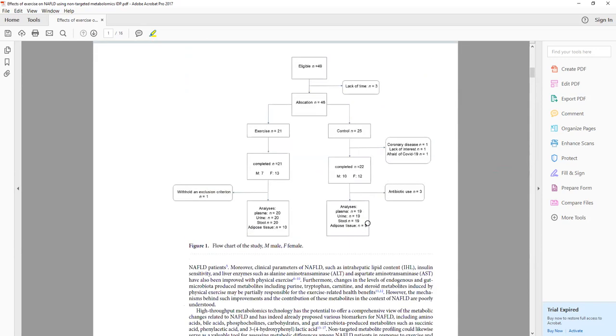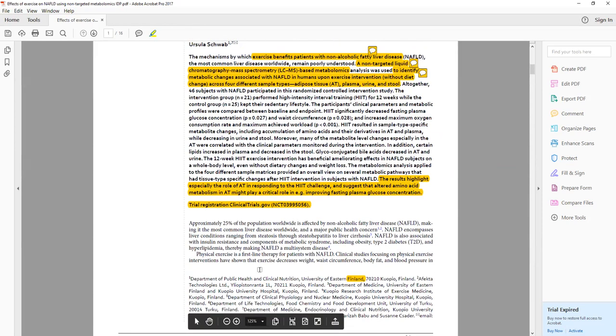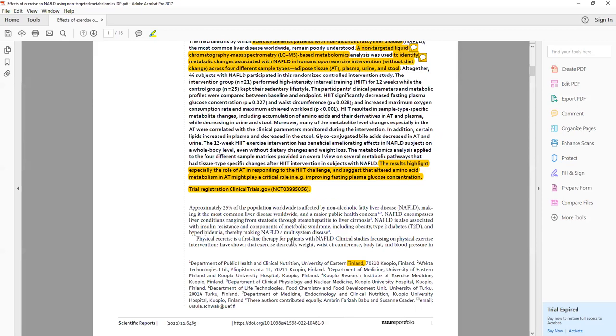Okay. I didn't prepare the introduction really, but let's go through just the first paragraph just to get an idea of NAFLD and the importance thereof. I was going to leave this to Prof. Spearman, who is the expert. So I'm just going to read this. Approximately 25% of the population worldwide is affected by non-alcoholic fatty liver disease, making it the most common liver disease worldwide and a major public health concern.